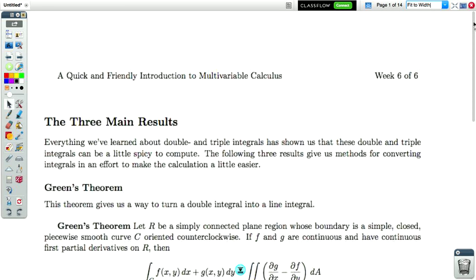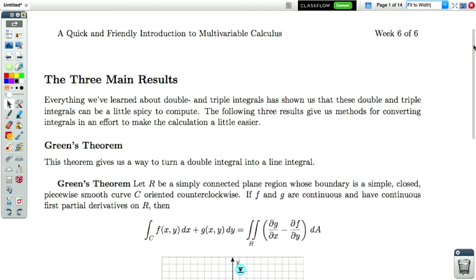This is our last set of notes for our friendly introduction to multivariable calculus, which is exciting because everything in multivariable calculus basically leads up to these three main theorems that give us a way to convert something like a single integral to a double integral, or a double to a triple, or vice versa. These are the three main results that we've been working toward this entire time. We've learned all about these multiple integrals, and now we'll actually put them to use.